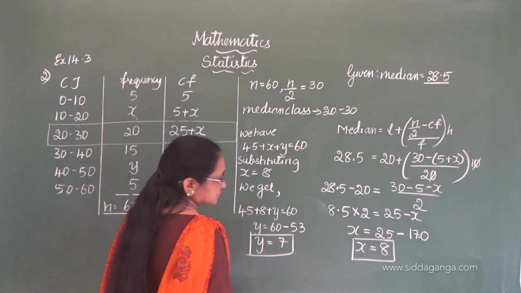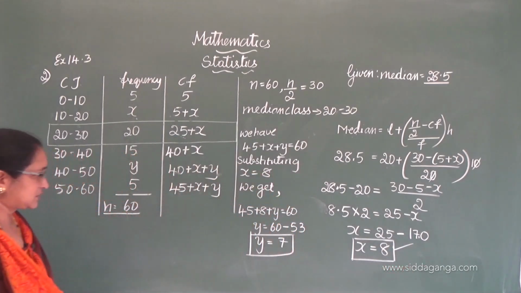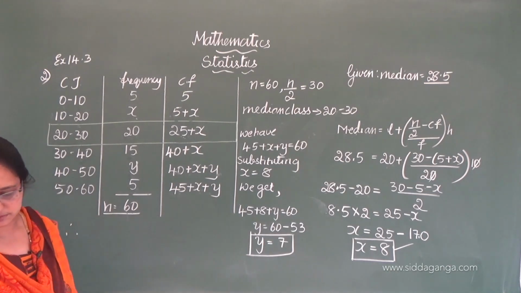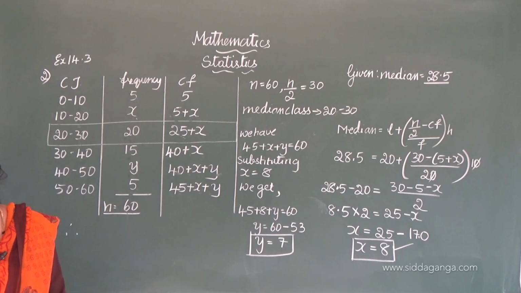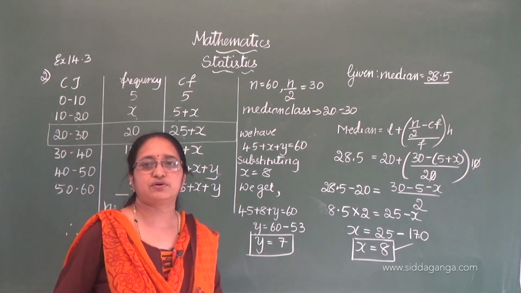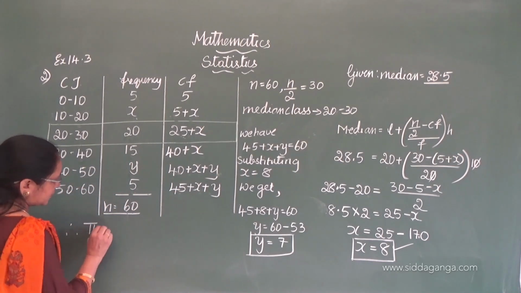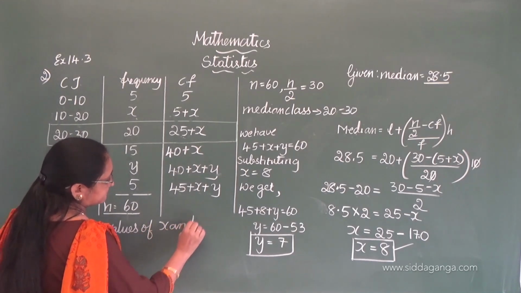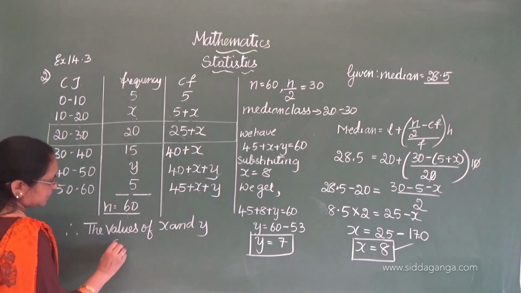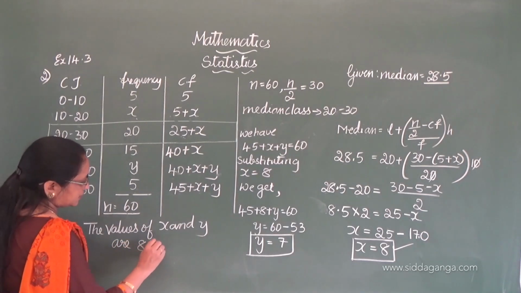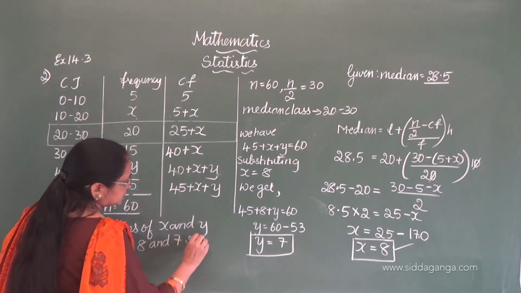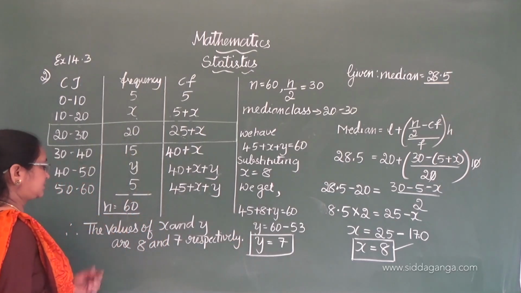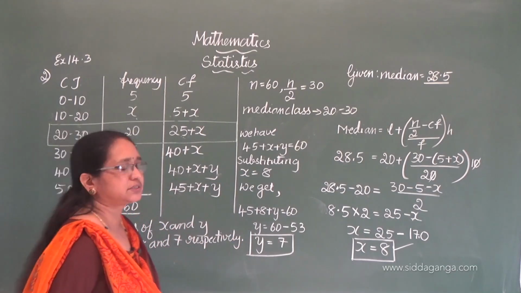So y also we got, x we got 8. So what is the conclusion? Therefore, the unknown frequencies, what they have given in the question, you have to find out the values of x and y. So therefore the values of x and y are 8 and 7 respectively.